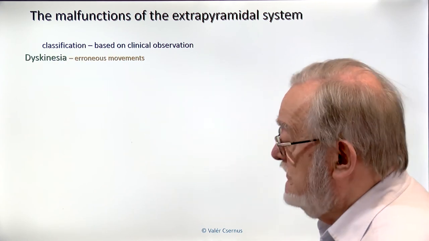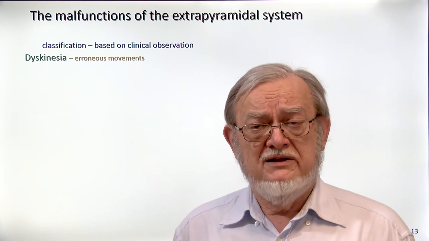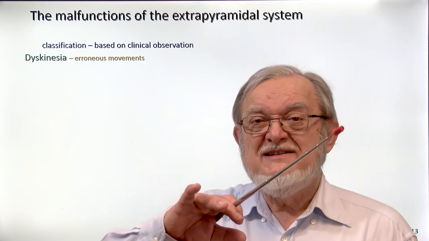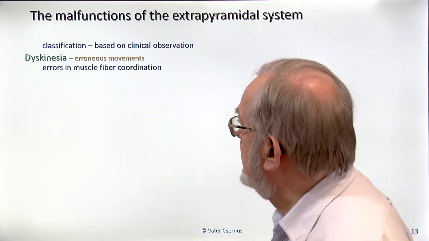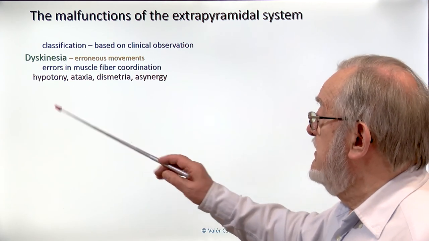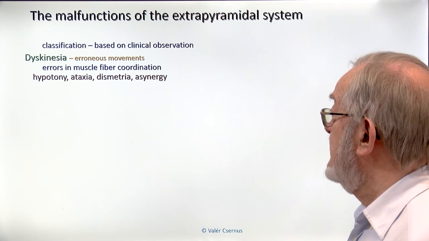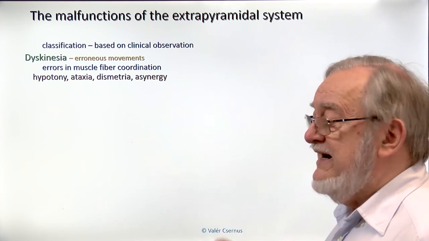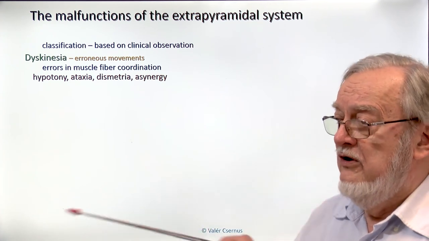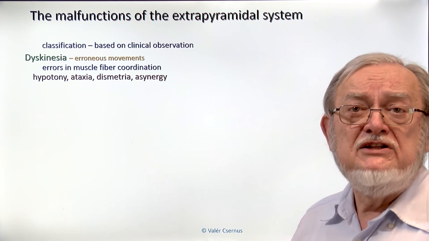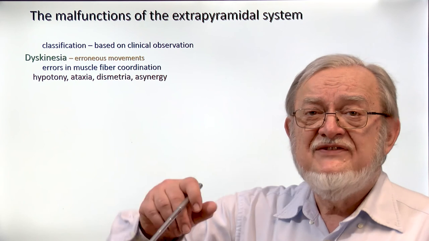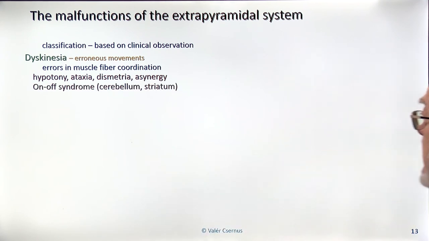Dyskinesia is a group of symptoms which has a problem with the movement. We want to do a movement. It is carried out more or less, but not the way we wish. So this is the muscle fiber coordination problem. Hypotony means that my muscles have much lower tone, so it's very difficult to move. Ataxia means very uncertain movement. Dysmetria, it moves longer or shorter than expected. This is what the teenagers do when they grow up. And asynergy, I do the movement with different force, whatever we want to do.